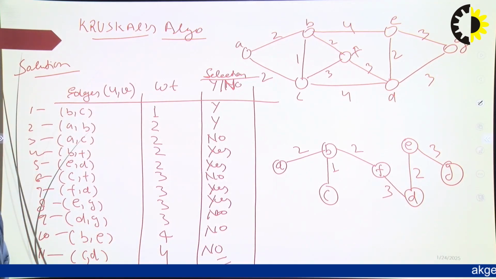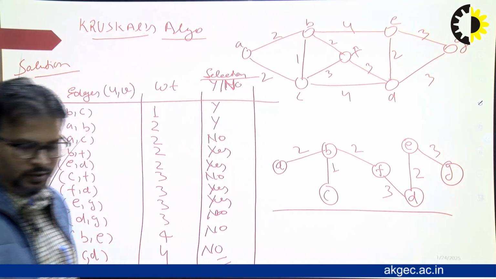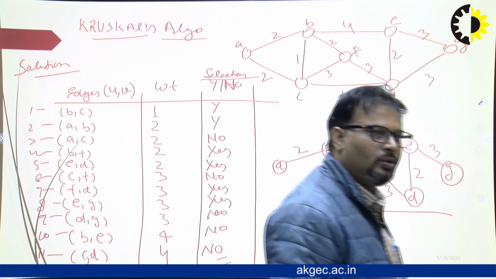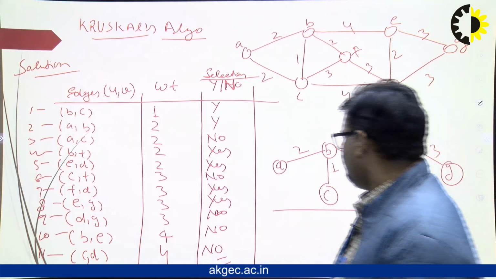This is the graph with its values and the minimum spanning tree cost. Again we will check how much the cost is.